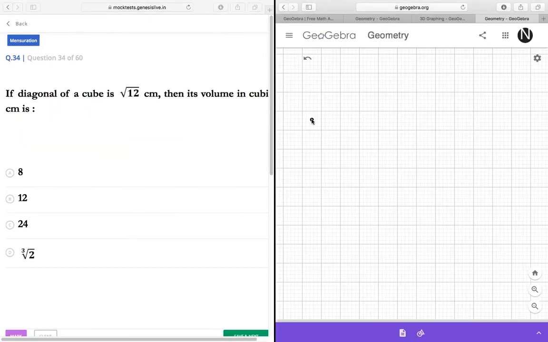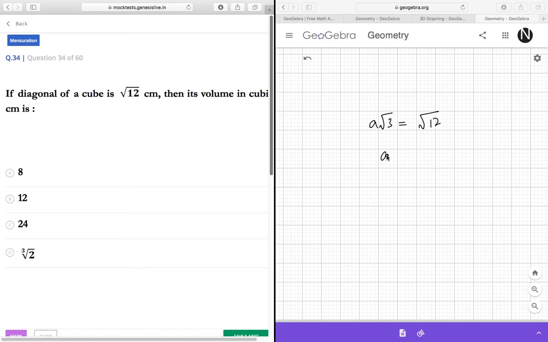If the diagonal of a cube is root 12 centimeter, then its volume in cubic centimeter is? Great. See, the diagonal of a cube is nothing but a root 3, which is equal to root 12. So if that is the case, a is equal to root 12 by root 3, which is 2. So what's the volume? Volume is a cube, which is 8 units. Very simple, straightforward question. Great. Let's move on to the next one.